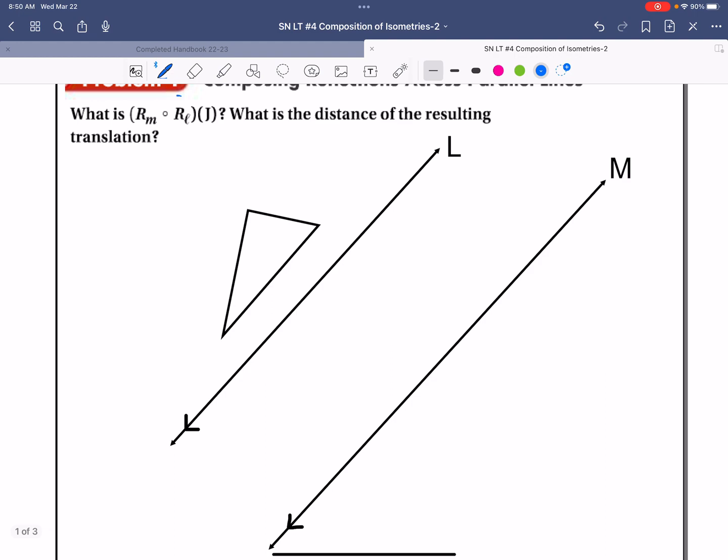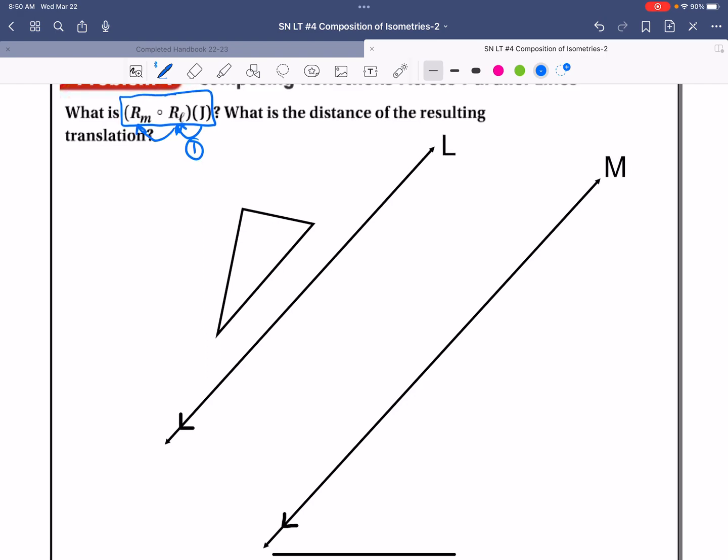Now, here is one way of writing a composition of isometries. This means to first reflect over line L, which you'll see here. Then second, take what you reflected and reflect over line M. So if we took these and we call it X, Y, Z, let's go ahead and do that. Try this on your paper. Let's first reflect over line L.